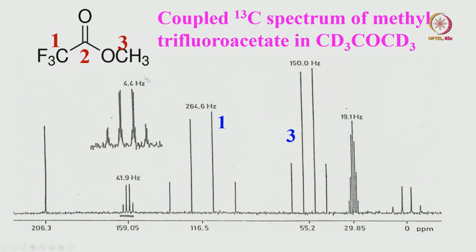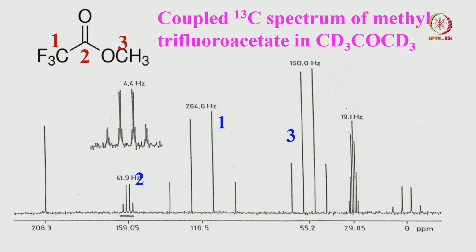So this carbon is a quartet because of its coupling with the CH3 protons, 3 protons. As a consequence, it is a quartet. But what you get here, if you measure, is the CH coupling, here you got CF coupling. So that is fine. And if you look at the carbon 2, something interesting is happening.